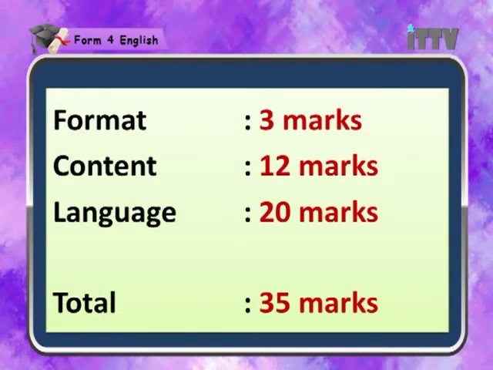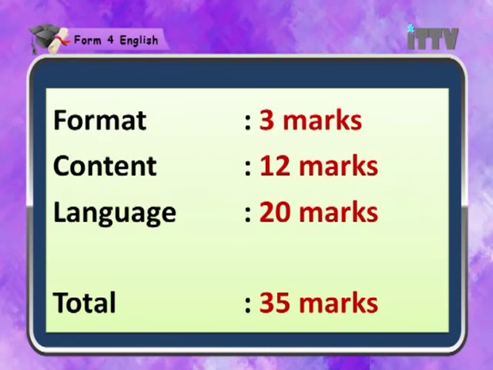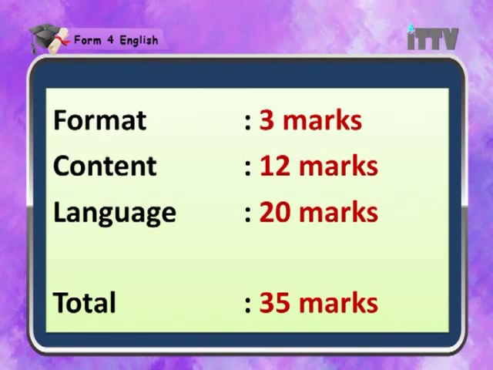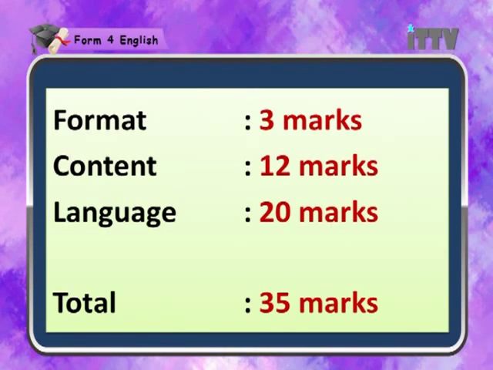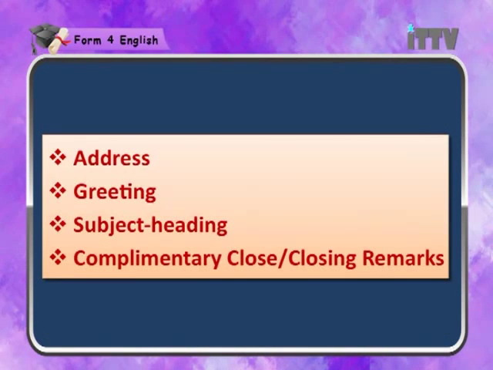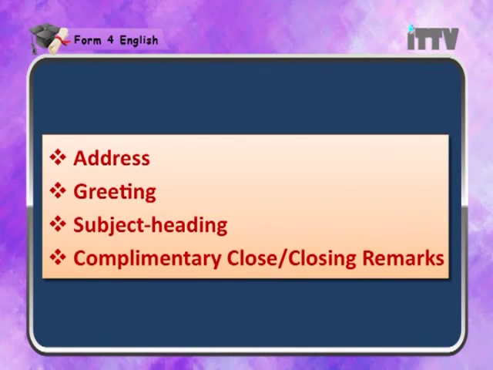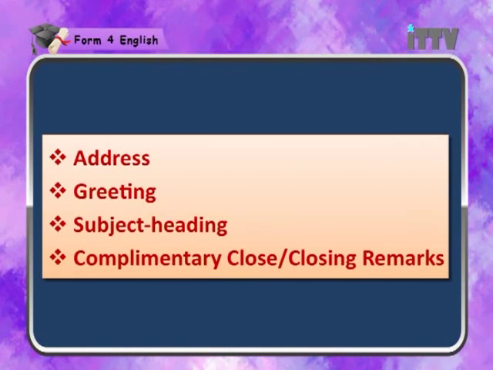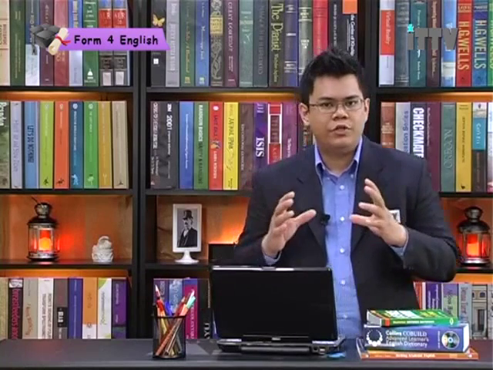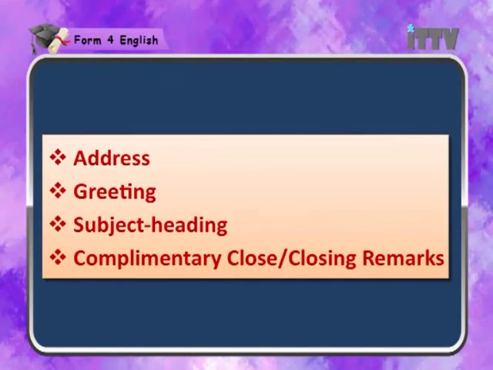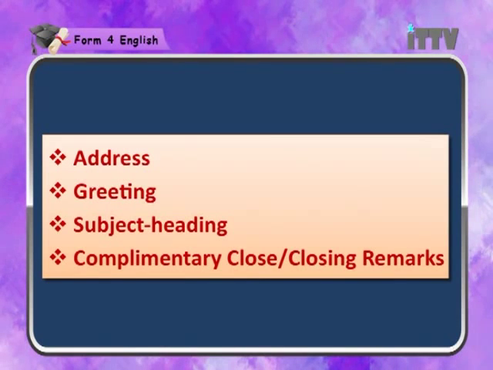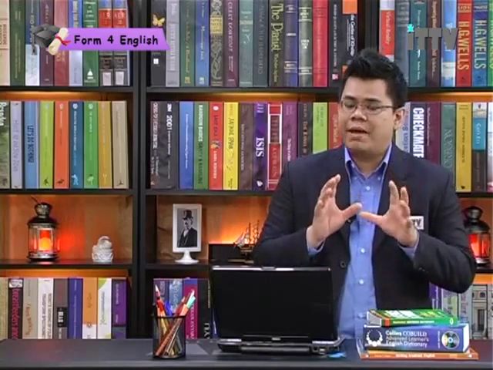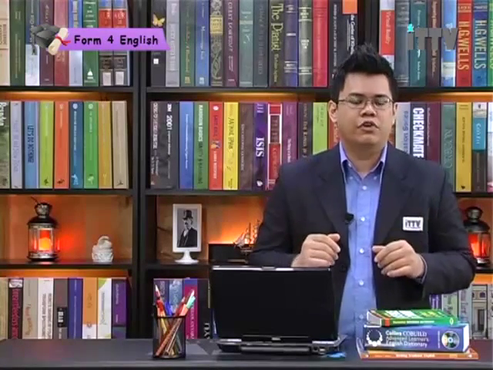Let's continue. So how do we award the marks? For format, we have 3 marks, content 12 marks, and language 20 marks. So altogether, you have a total of 35 marks. Now remember, your address, greeting, subject heading, and complimentary close or closing remarks. So always remember, when you write a formal letter, your address, greeting, subject heading, and complimentary close or closing remarks. Now if you can remember this, you will get your marks for your format.